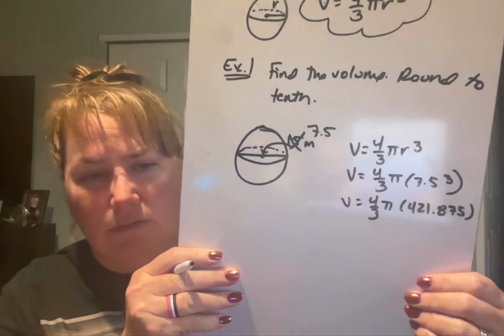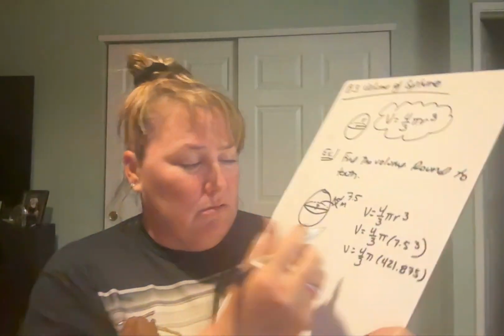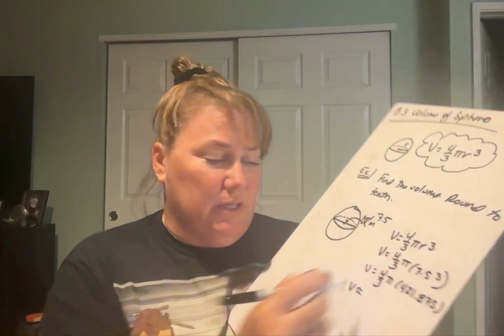4/3 times pi times, write all those digits in. 421.875. Okay? Keep all those digits there. Don't cut it off. Okay? All right. Now, step 4, 2 things. Switch to squiggles. So volume is approximately.